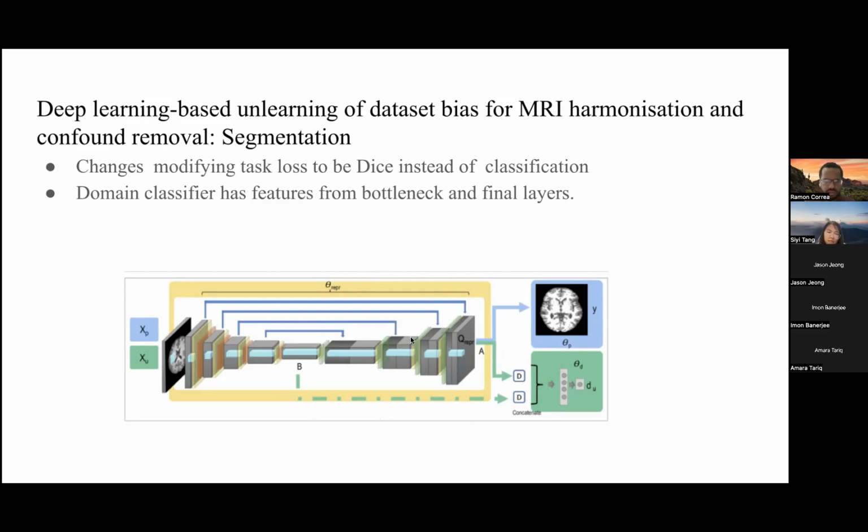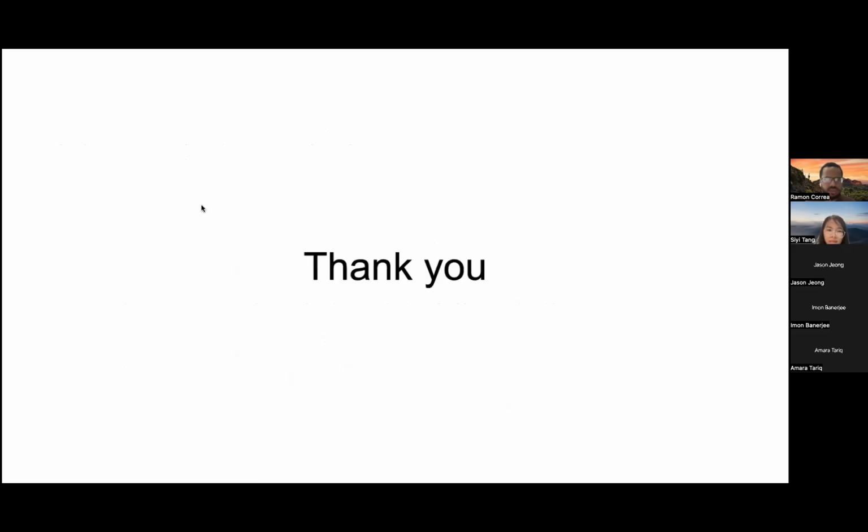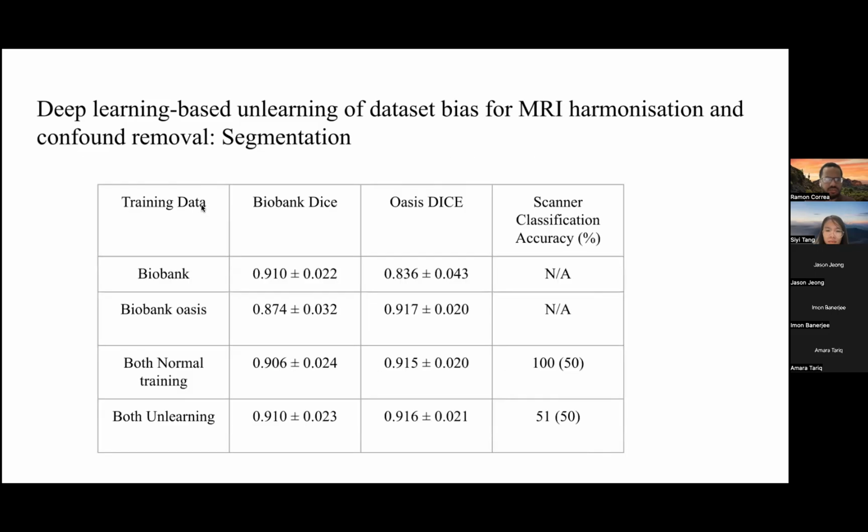And once you go through that process, we see that the one that has the best overall average performance is again the model using unlearning, which sees better improvements for Biobank and Oasis. While if you train on each data set individually, that's the second highest performance.